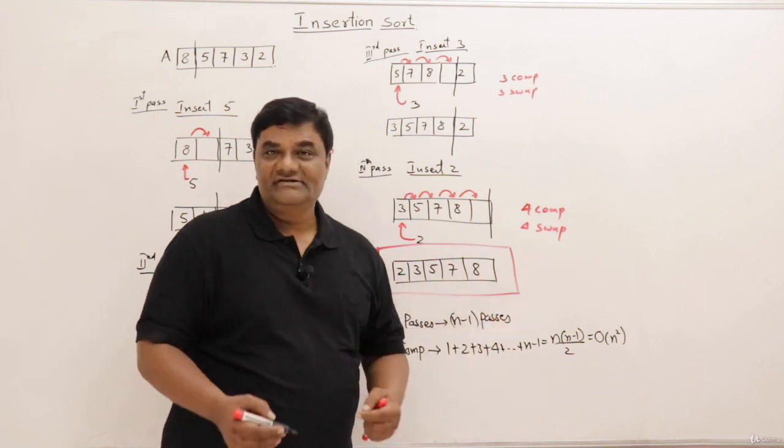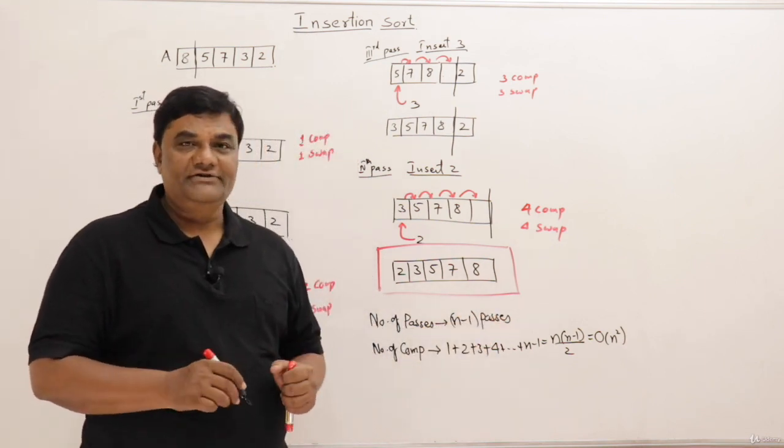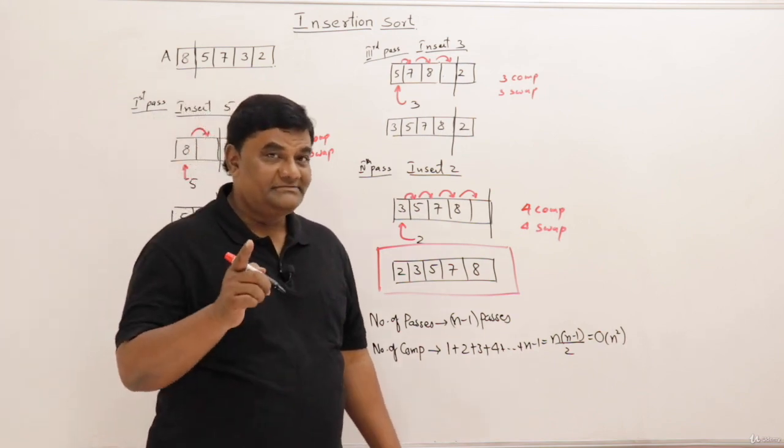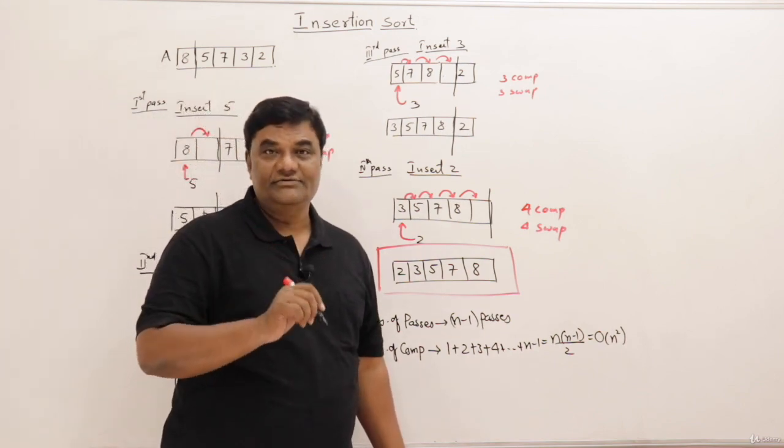As the number of comparisons is taken as the time complexity of an algorithm, the time complexity of insertion sort is n square. Maximum time taken by insertion sort is n square.